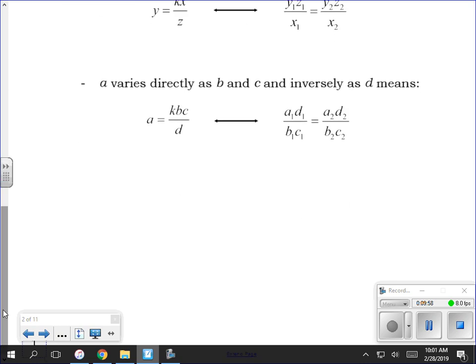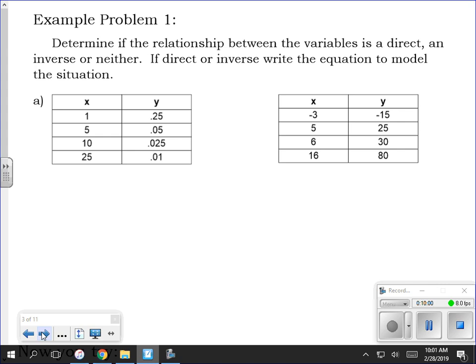Okay, so your first examples. Determine if the variables are direct, inverse, or neither. If they are direct variation, then when I take y and divide it by x, I get the same number each time. So for direct variation, if I take y and divide it by x, I get the same number each time.